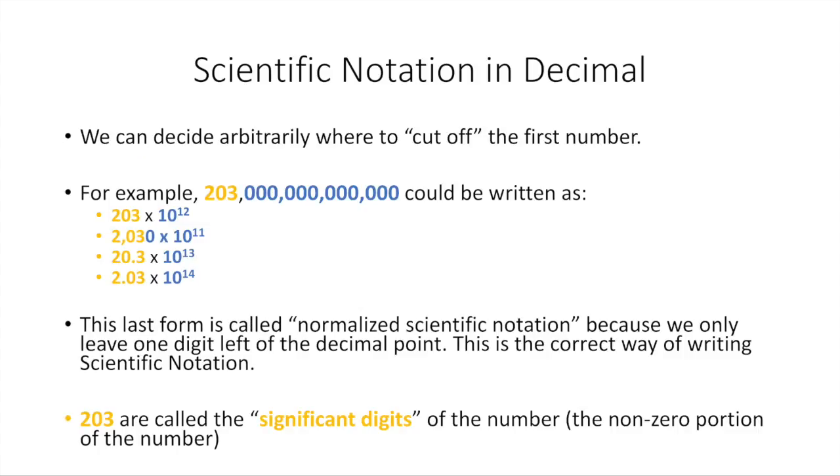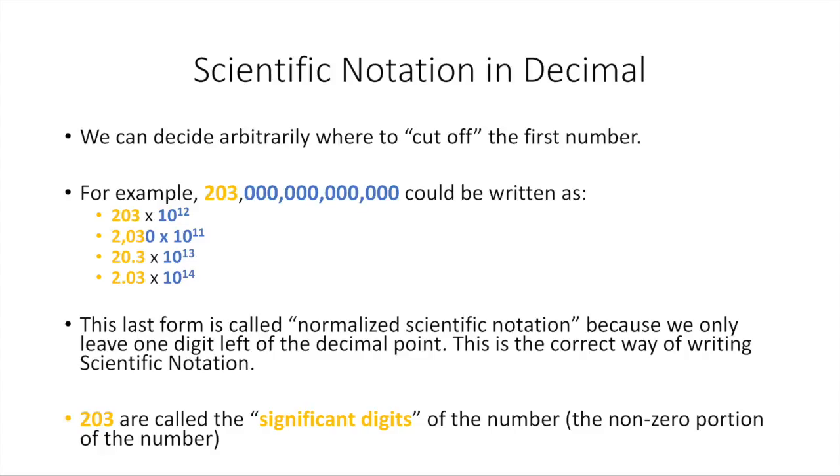Now, we could decide to arbitrarily cut off, quote unquote, the first number, the significant digits we've been talking about. We could cut it off anywhere we wanted. For example, we could start with 203 times 10 power 12, which is what we did. Or we could say 2030 times 10 power 11. It's the same number, so that's fine. Or we could write 20.3 times 10 power 13, or 2.03 times 10 power 14. These are all the same number. They all add up to that first number there, the large 203 trillion. So which one do we pick?